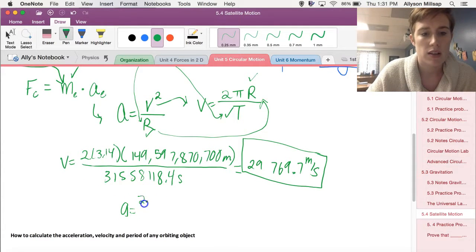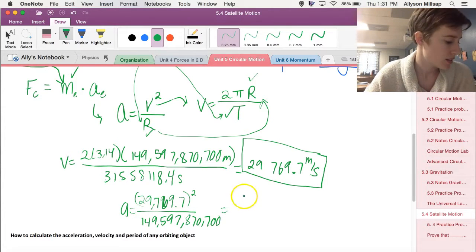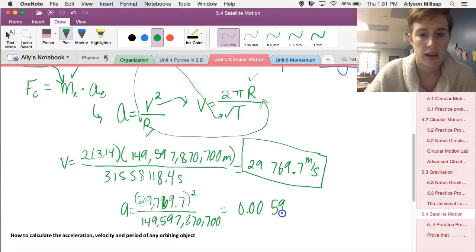Acceleration is my velocity. Oops, that's 69.7. Square that, divide it by r, my radius, which I am also given. And I get an acceleration of 0.00592 meters per second squared. Okay.